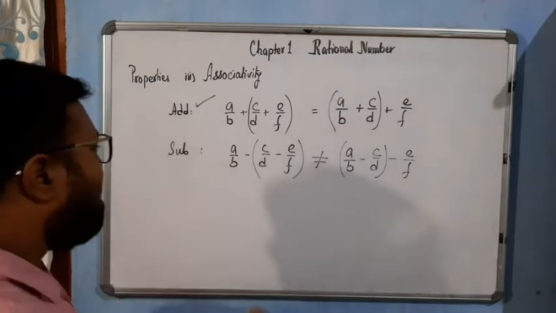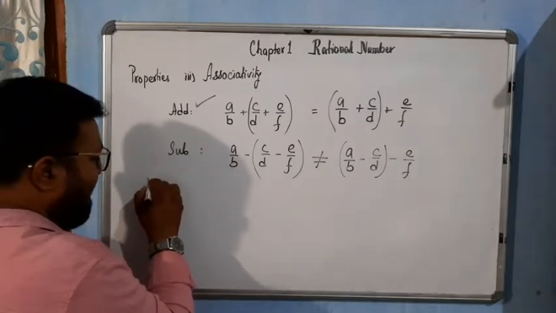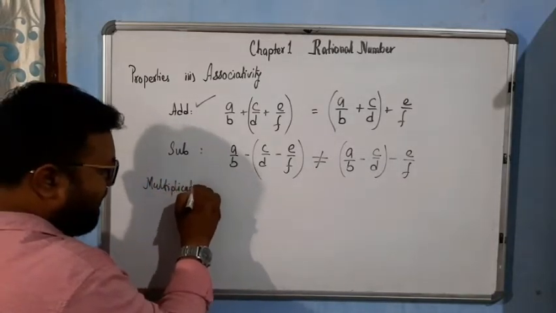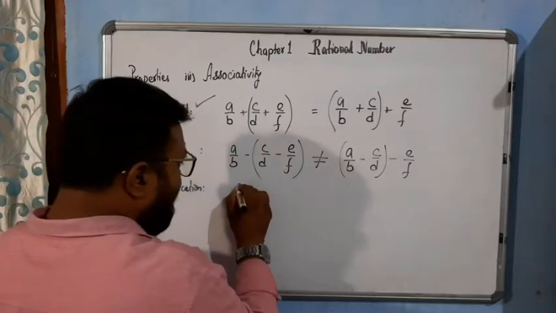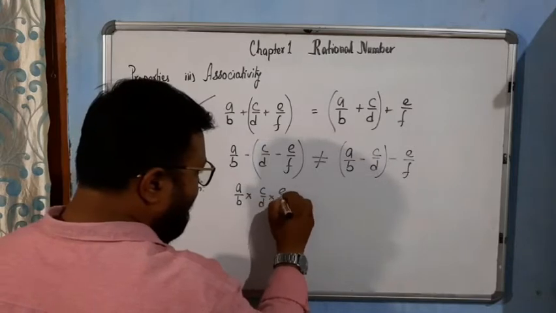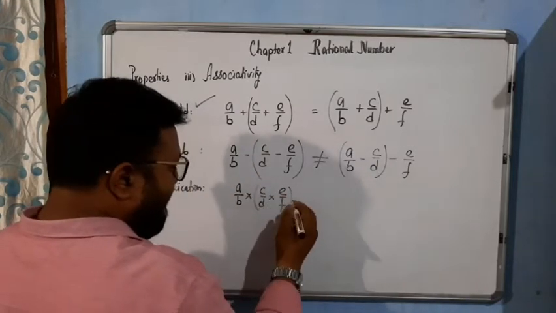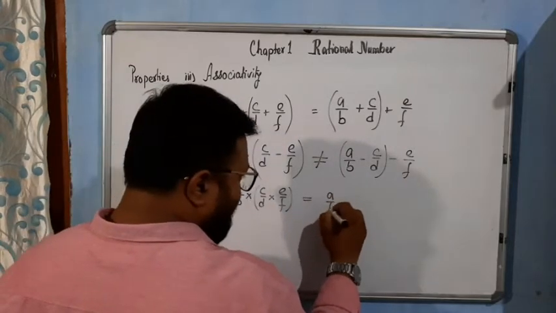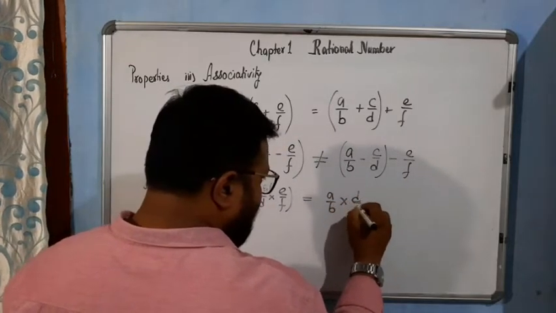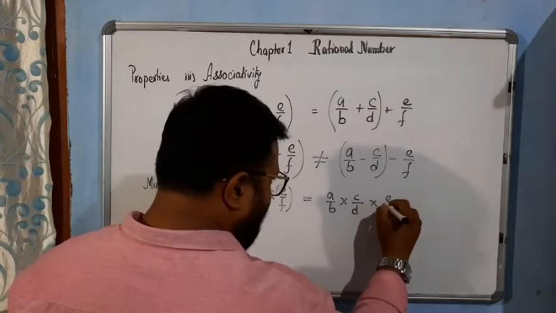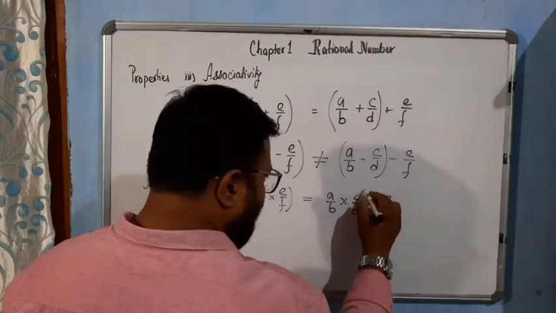Okay, so now come to the multiplication. In multiplication, if you multiply A by B into C by D into E by F, the left hand side will be equal to A by B into C by D into E by F.